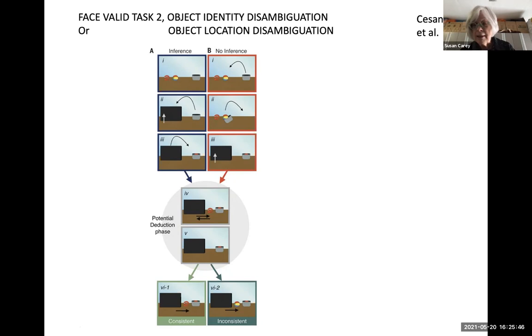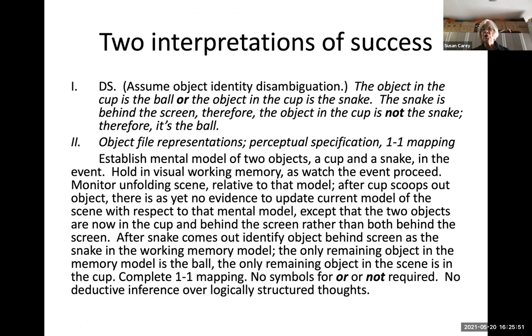This is a beautiful experiment. However, I still think there's two interpretations of success here. One is the disjunctive syllogism, where I'm assuming object identity disambiguation. So the object in the cup is the ball, or the object in the cup is the snake. That's the disjunction. The snake is behind the screen, therefore the object in the cup is not the snake, therefore it's the ball.